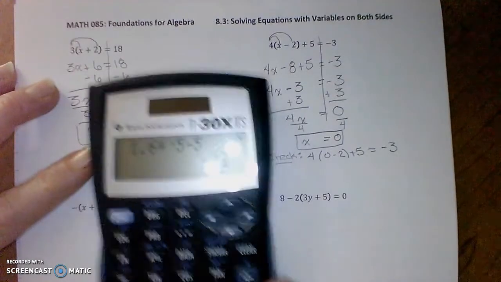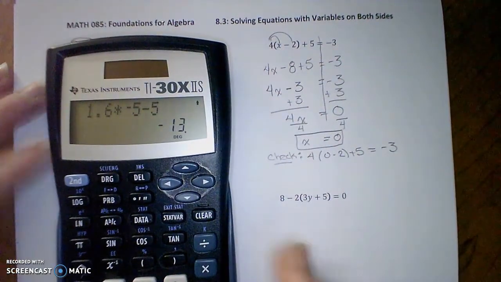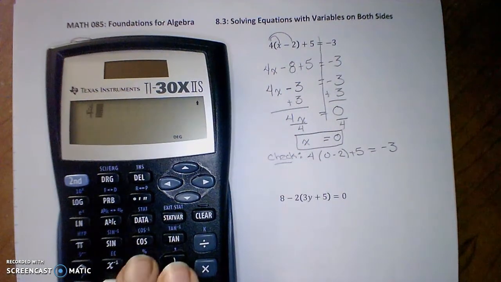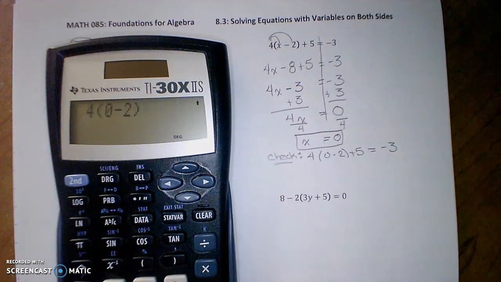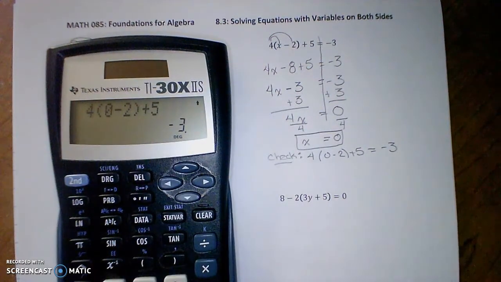Okay. And again, I wouldn't use your calculator for any of this except for maybe at the end to help you check your answers. So 4 times 0 minus 2, or you could have just written -2, and then plus 5, and I get -3. So it does check out.